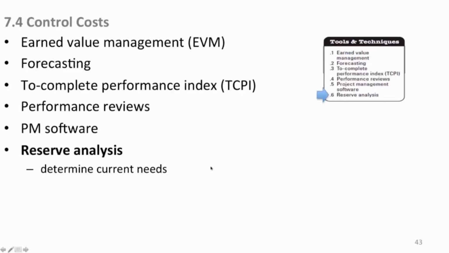And of course, a big component of controlling costs is controlling your reserves analysis that you've set aside for known and unknown risk events. Determine your current needs when you control your costs, based on where you are and what you've spent so far as far as your reserves are concerned.